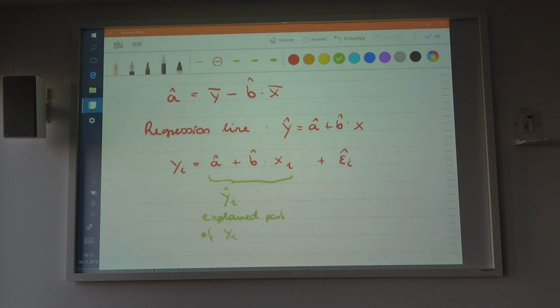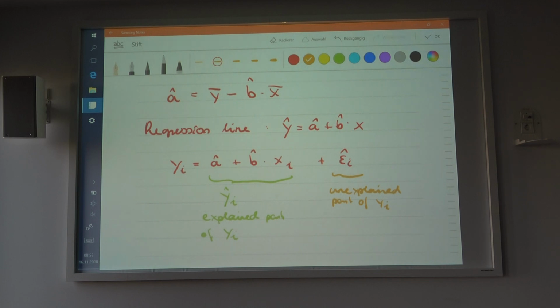So here you have y_i. This is the part that can be explained by x. And the other one is, of course, the residual part. You can split it up. This is the one that cannot be explained, the unexplained part of y_i. So here you have it for observation y_i, the ith observation, and you can split it up in two parts. The first part will be the explained part, and the second part will be the unexplained part.